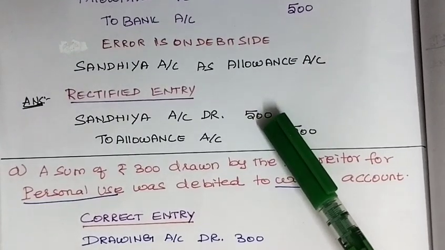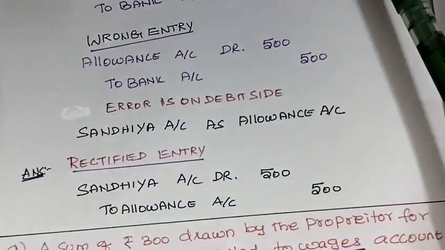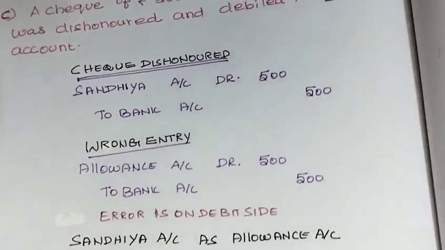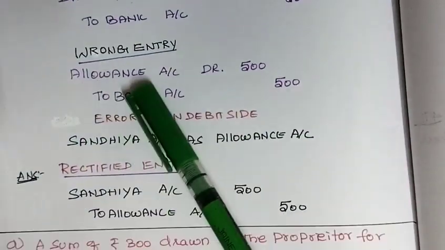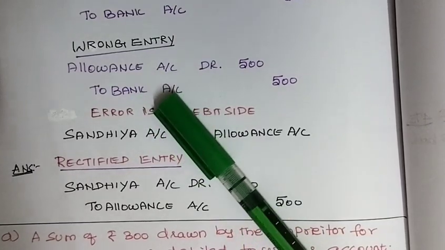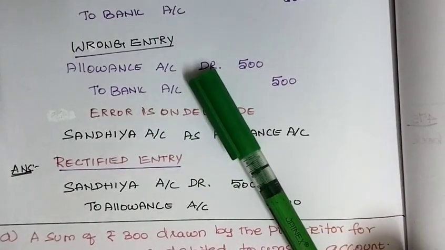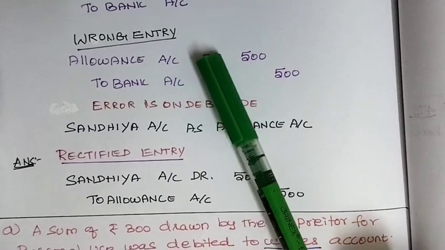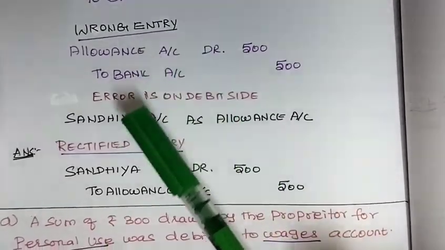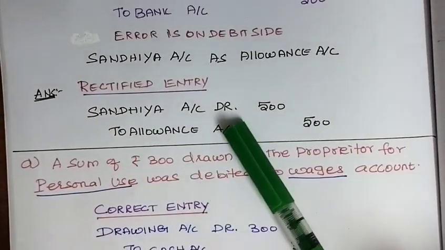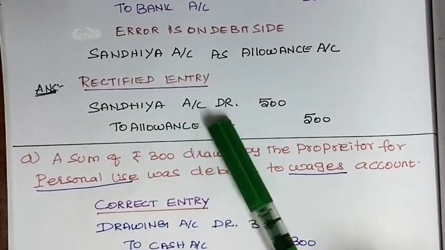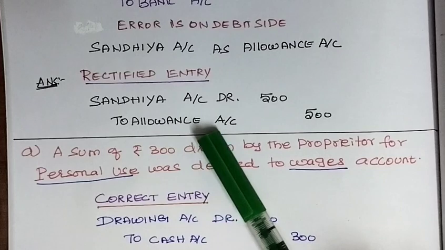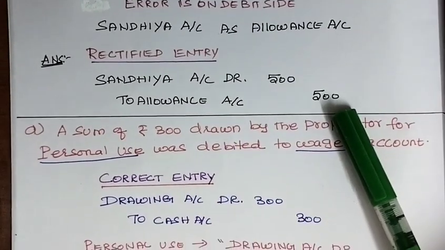Then which is the wrong entry? Instead of Sandhya account, an accountant wrongly posted into the allowance account. So allowance account is the error, right? Allowance account is the error. So where is allowance account? Allowance account is on debit side. We have to credit it, okay? So to allowance account rupees 500. The rectified entry is Sandhya account debtor 500 rupees to allowance account 500 rupees.